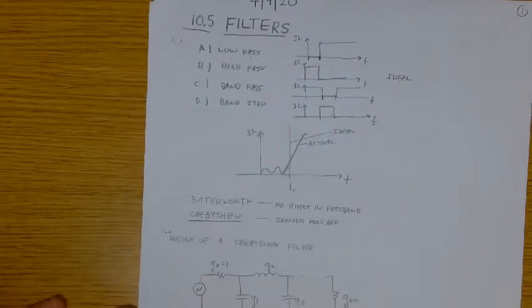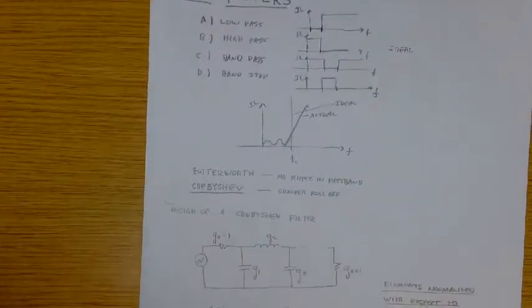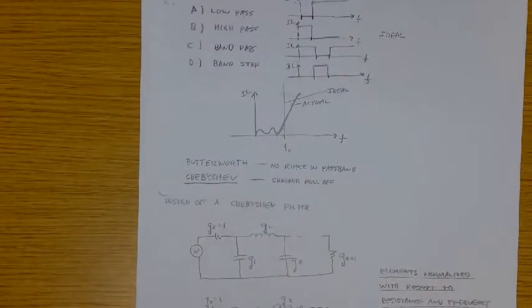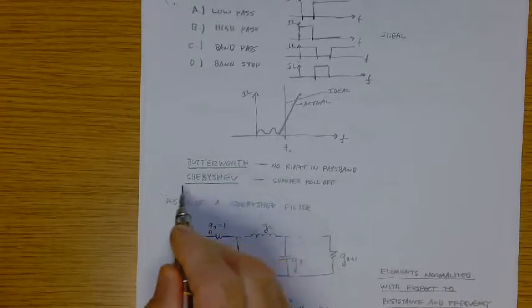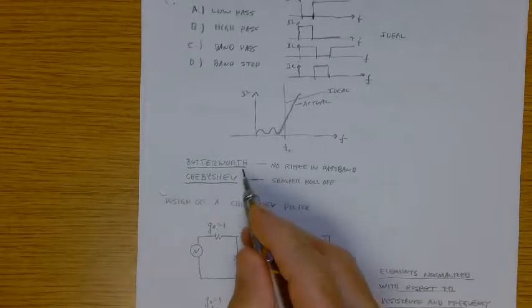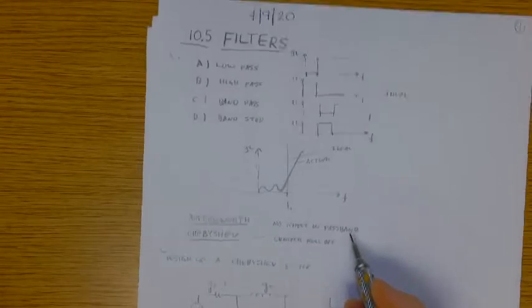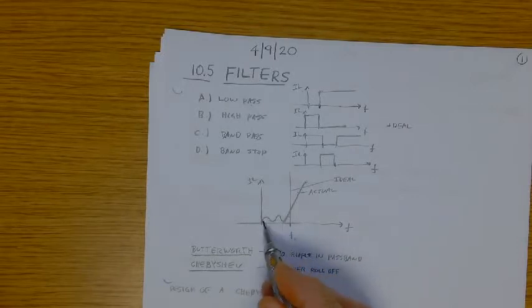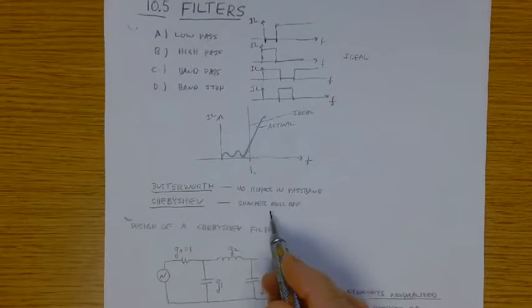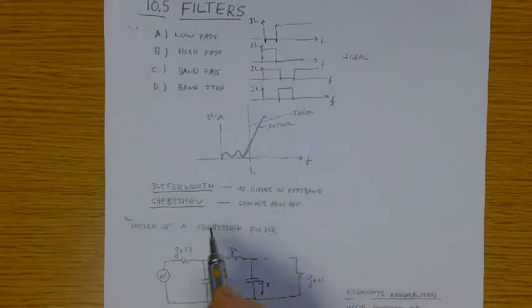Okay, there's lots of information on filters here. This is sort of an introduction, with lots of different types of filters. A couple: there's a Butterworth filter, and there's a Chebyshev filter. The Butterworth has no ripple in the passband, so the Butterworth filter will be designed so that this doesn't vary in the passband.